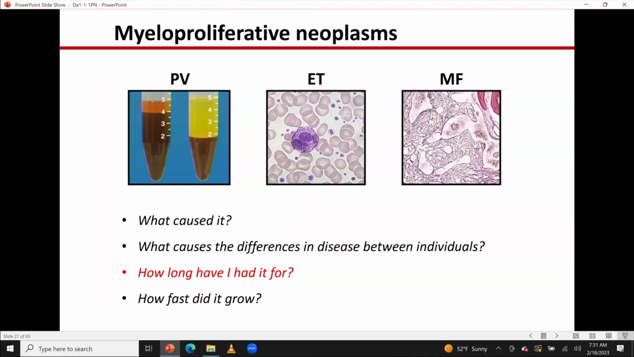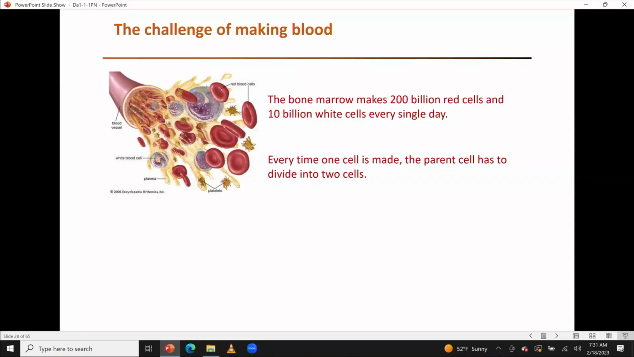So the last two things: how long have I had it for and how fast did it grow? I think I'm doing okay for time. I've got another 20 minutes. So how long have I had it for? I think this is quite an important question for patients. And before I go into how we managed to do this, I want to take a little interlude. The challenge of making blood.